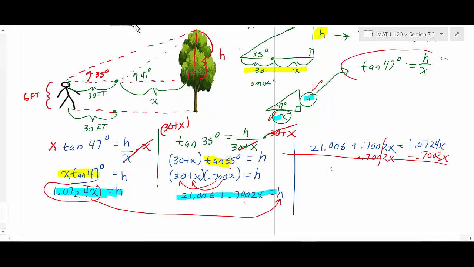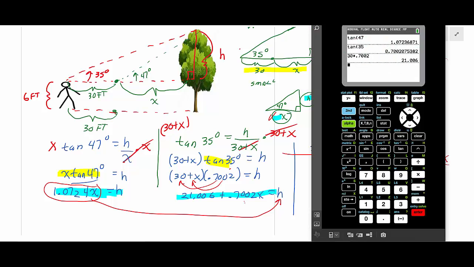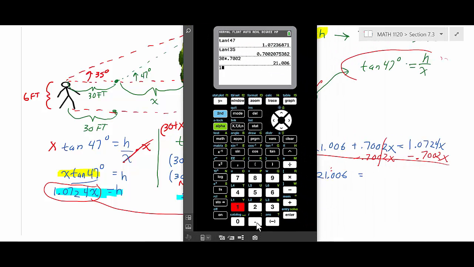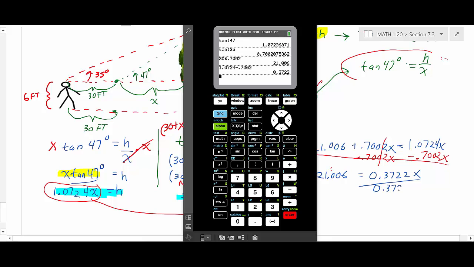So that would give 21.006 equals, now I'm going to take my calculator, and I'm going to do 1.0724 minus 0.7002. Okay, and that'll give me the like terms put together. So that's 0.3722x. Then I can divide by that number in front, like this, and then I'll get what x is.